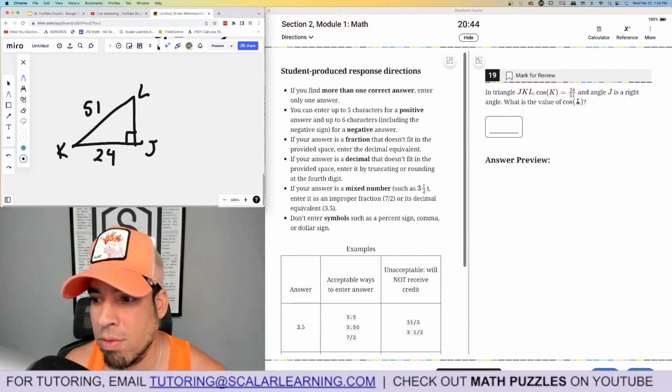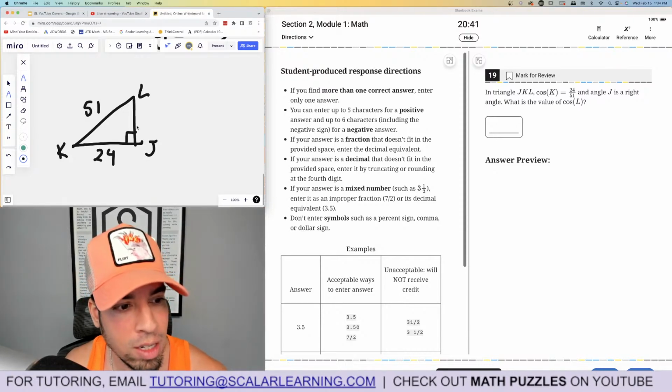So it says, what is the value of cosine of L? That is adjacent over hypotenuse. Well, I need to know what this side is.